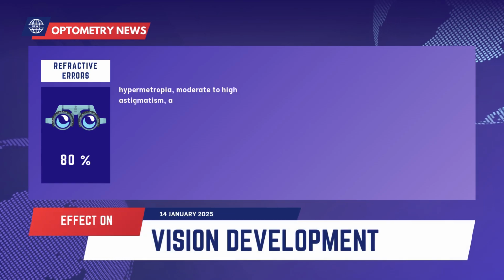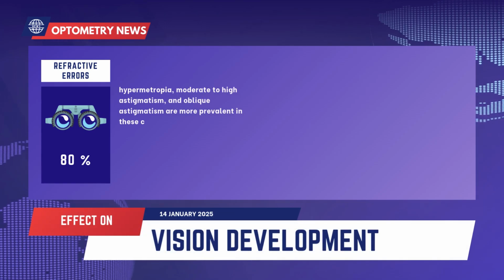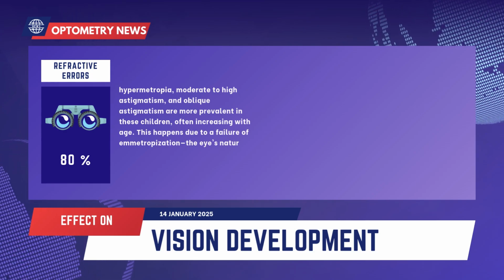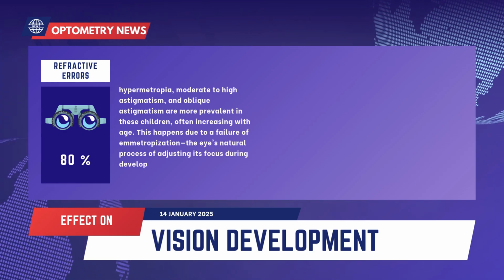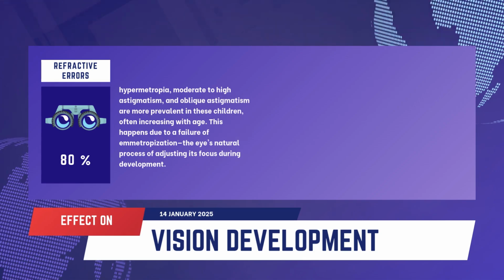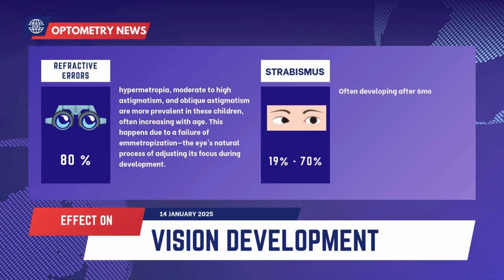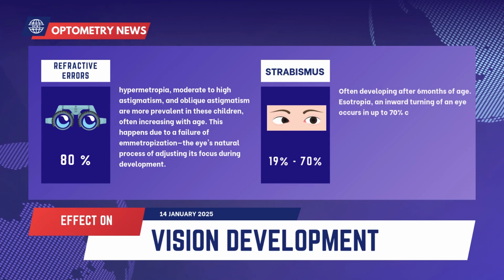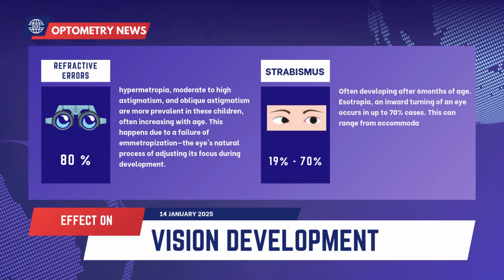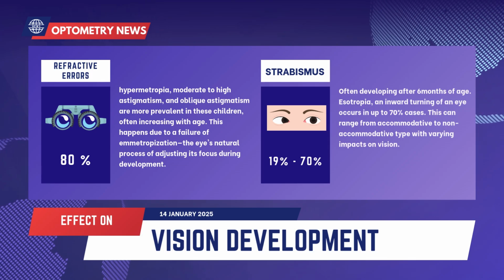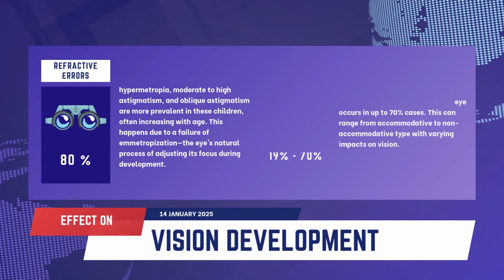Hypermetropia, moderate to high astigmatism, and oblique astigmatism are more prevalent, often increasing with age due to a failure of emmetropization, the eye's natural process of adjusting its focus during development, often developing after 6 months of age. Esotropia, an inward turning of an eye, occurs in up to 70% of cases. This can range from accommodative to non-accommodative type, with varying impacts on vision.